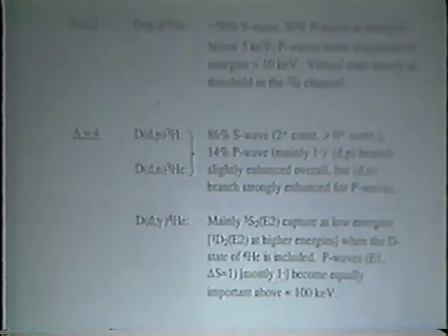For the A=4 reactions, these two I've lumped together because they are very similar on the basis of charge symmetry.